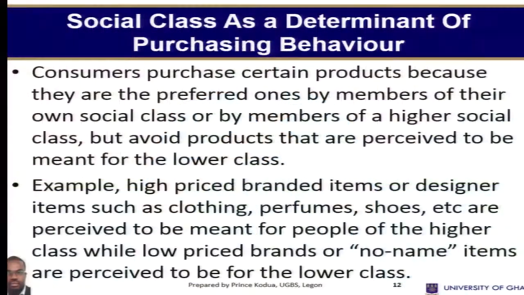But usually we want to avoid goods and services that we think belong to a lower social class. In other words, consumers typically will buy goods and services that they think reflect their social standing or social class, and sometimes buy those that they believe will make them be perceived as belonging to a higher social class. For instance, high-priced branded designer items such as clothing and perfumes are typically perceived by many as meant for people of the higher class, while low-priced, no-name items are perceived to be of lower class. Typically, highly branded items are perceived as meant for the high class.